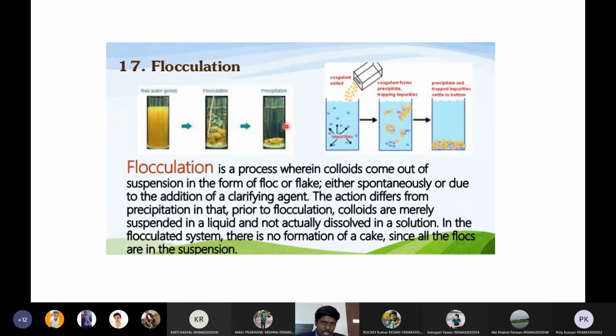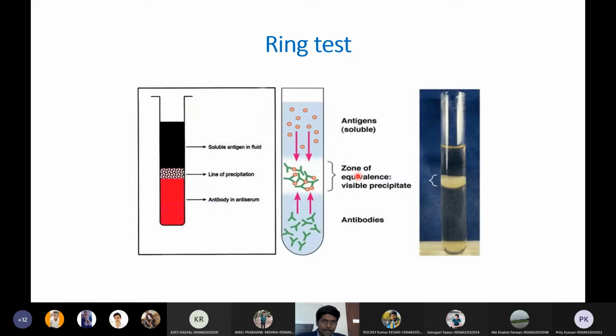So this is the flocculation test. In flocculation test they become floccules, they start floating on the surface of the test tube. That is why they are called flocculation test. In this flocculation test we have two types: slide flocculation test and the tube flocculation test, which is called Kahn's test. Then we discussed the immunodiffusion test.